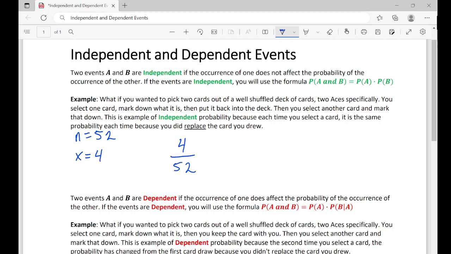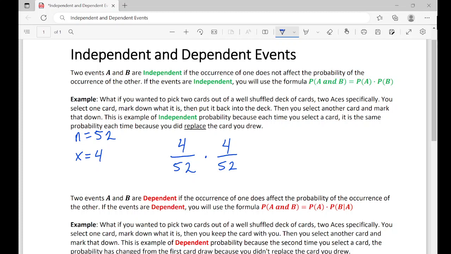So you've gone in, you've selected it, and you pulled out an ace. Very good. You take that ace now, put it back into the deck, and reshuffle it, and now you're going to select another card. And this time, it is again an ace. And again, there are 4 aces because the card you drew out, the ace you drew out, you replaced it. And because you replaced it, there are still 52 cards in the deck.